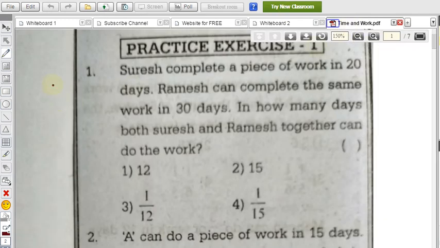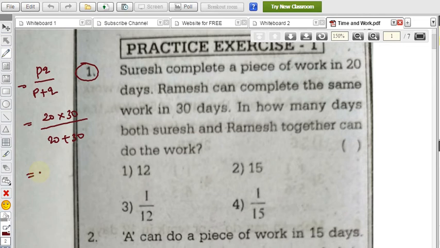Let us solve the sums now, and see how the questions come. Suresh can complete a piece of work in 20 days. Ramesh can complete the same work in 30 days. How many days can Suresh and Ramesh together do it? As I said, the formula is P into Q by P plus Q. Suresh is 20 and Ramesh is 30, so 20 into 30 by 20 plus 30.